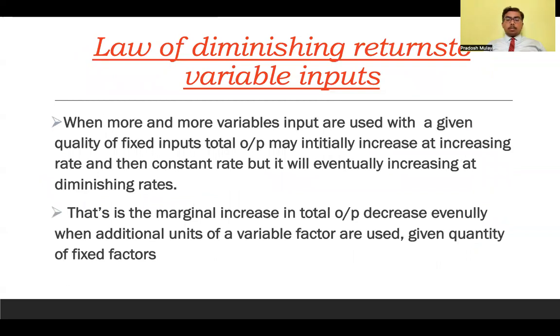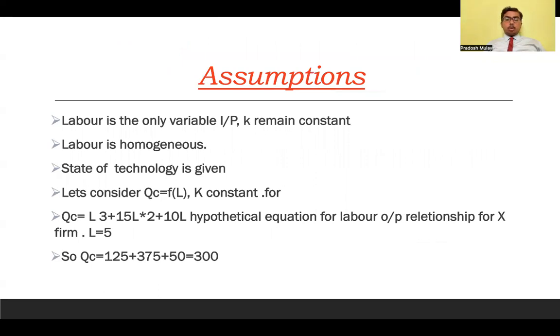In the law of diminishing returns to variable inputs, when more and more variable inputs are used with a given quantity of fixed inputs, total output may initially increase at an increasing rate and then at a constant rate, but it will eventually increase at a diminishing rate. That is, the marginal increase in total output decreases eventually when additional units of a variable factor are used with a given quantity of fixed factors. There are several assumptions: labor is the only variable input, other inputs like capital remain constant, labor is homogeneous, and the state of technology is given.